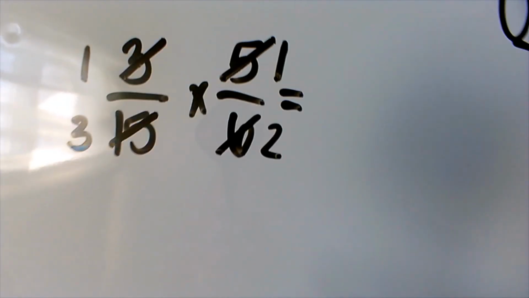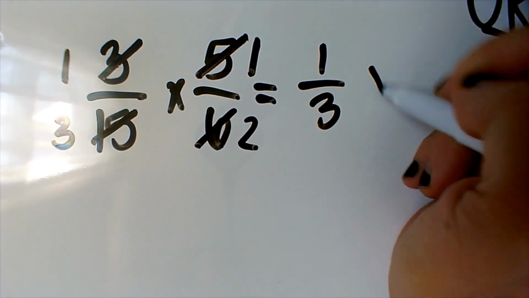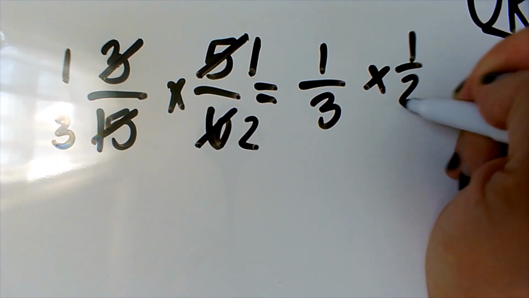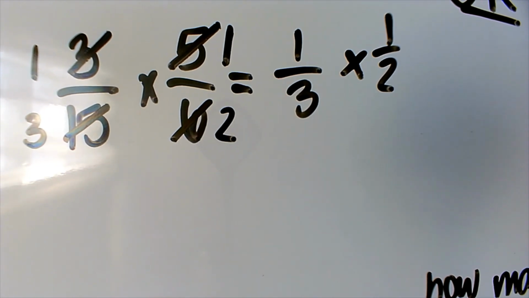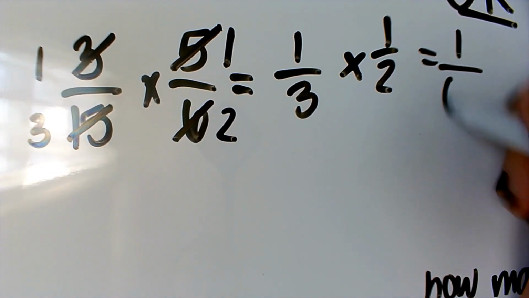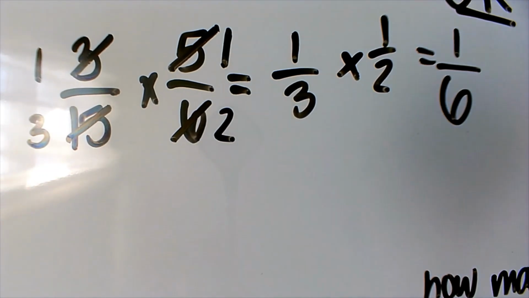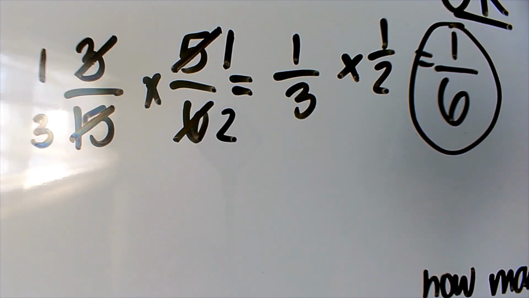So I have 1/3 times 1/2. And now you can just multiply straight across. 1 times 1 is 1. 3 times 2 is 6. That's the same answer we got up above, but it took us more steps.